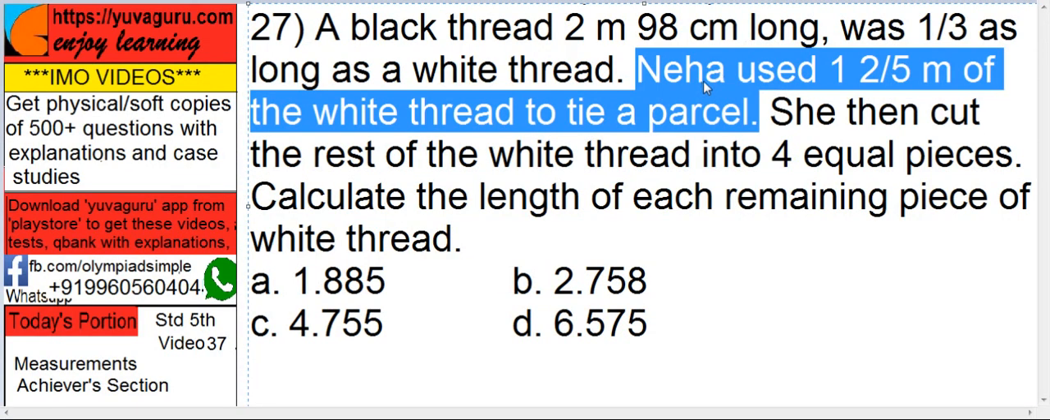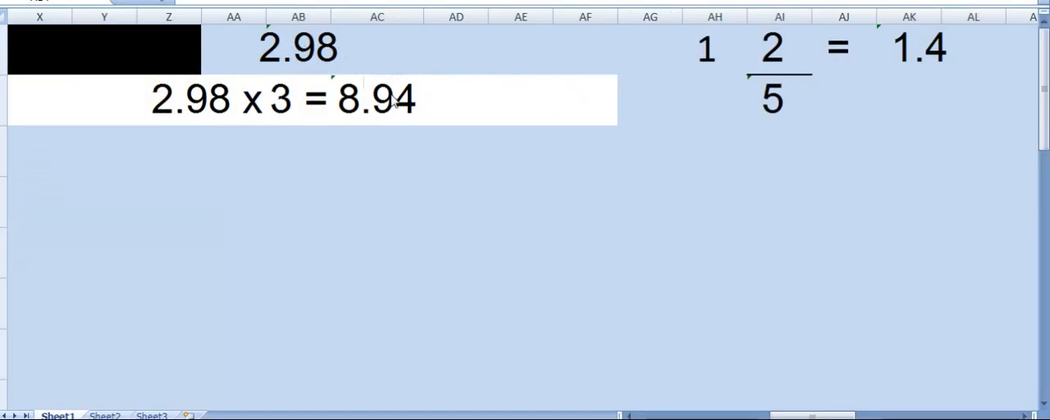Now what Neha did is, she used 2.5 meters of the white thread to tie a parcel. Now this is a mixed fraction. We have to convert it into simple or decimal. See here, the other figures we have are in decimals only, so we'll convert this into decimal. Now how do I convert? 2/5, what is 2/5? It means 20/5. Put a point and 20/5, so 1.4. Again I'll say, check my earlier videos on division, multiplication, and addition of decimals. Okay, so it becomes 1.4.